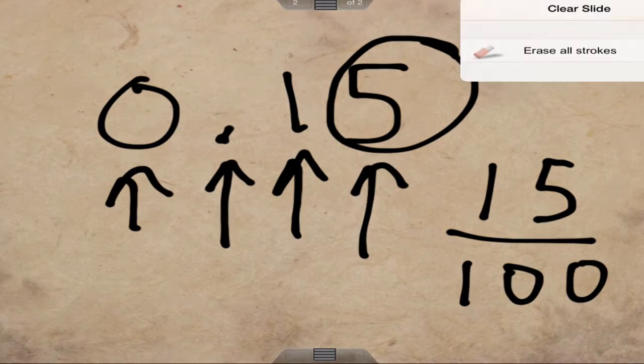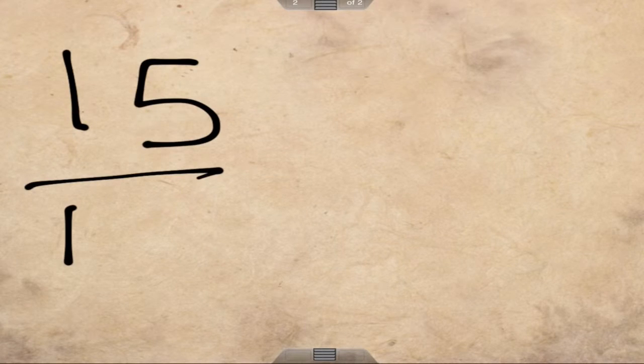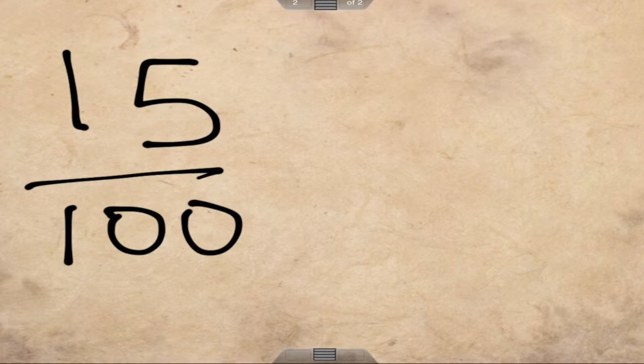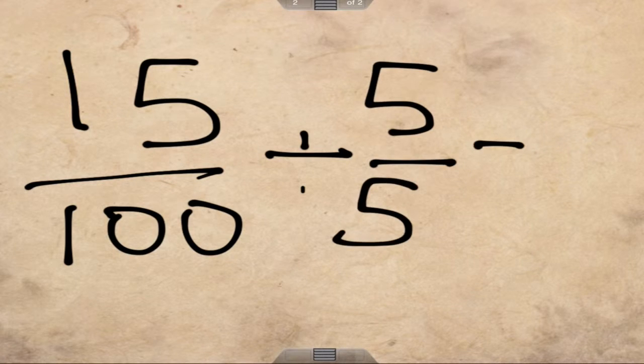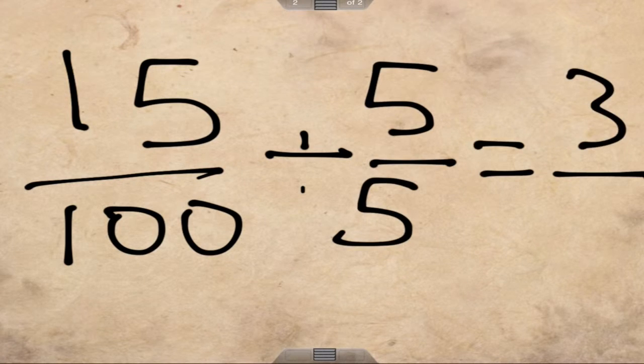The problem with 15 hundredths is that we need to reduce it. So if you have 15 over 100, we need to reduce it further. To reduce it, we look at it as 15 over 100. We could divide the numerator and denominator each by 5. So if we do that, we have 3, and 100 divided by 5 is 20, so 3/20.